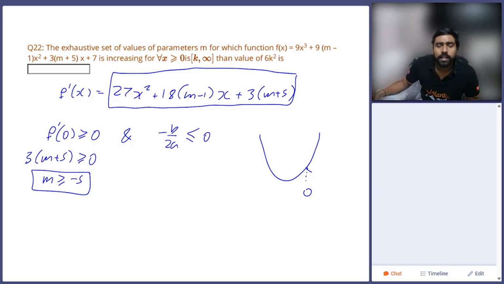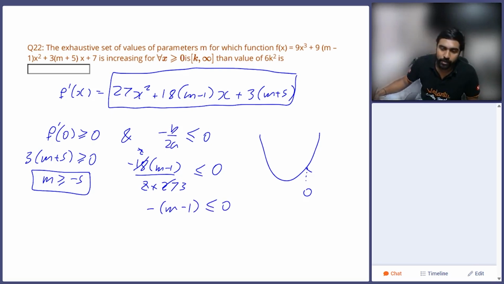Very well. Over here, what do I get? I get minus 18 times m minus 1 divided by 2 into 27. I can cancel this out, 3 and 2. Cancel this out as well. Less than or equal to 0. So what does this give you? This gives you minus of m minus 1 is less than or equal to 0, meaning m minus 1 is greater than or equal to 0, meaning m is greater than or equal to 1.